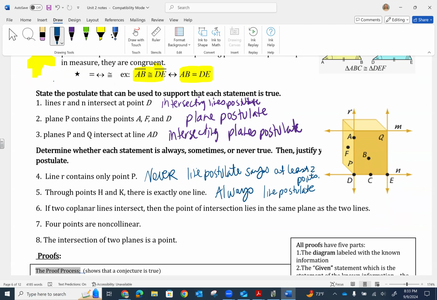If two coplanar lines intersect, so they're on the same plane and they intersect, then the point of intersection is on the same plane as those two lines. That would be always. Take a piece of paper, and if there's 2 lines on it, and if a line's on it, that means all the points are on that plane. And then if another line is on it, that means all their points. So if you take a piece of paper and you just draw 2 lines on it, every point that you've drawn is on the same sheet of paper, the same plane, including the place where they intersect. So that's always true. And I believe that's going to be the flat plane postulate.